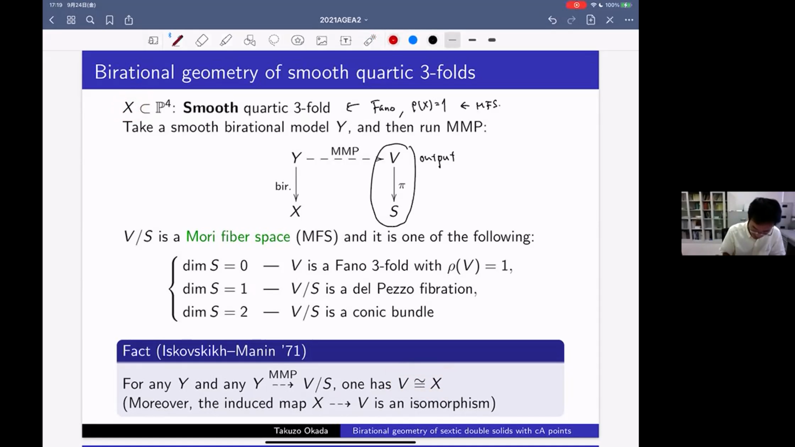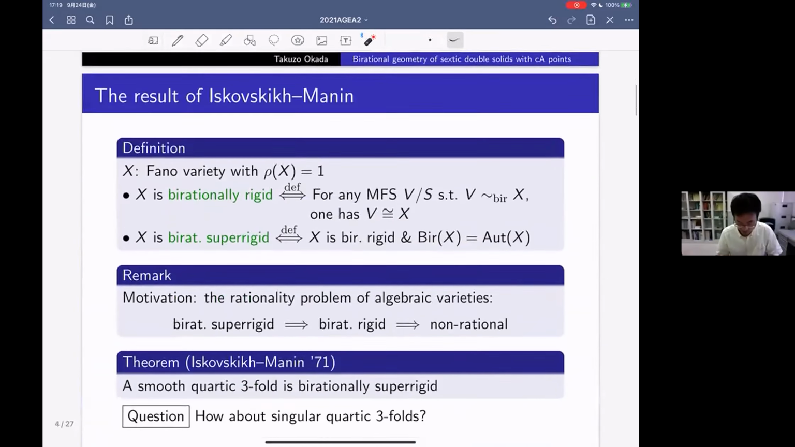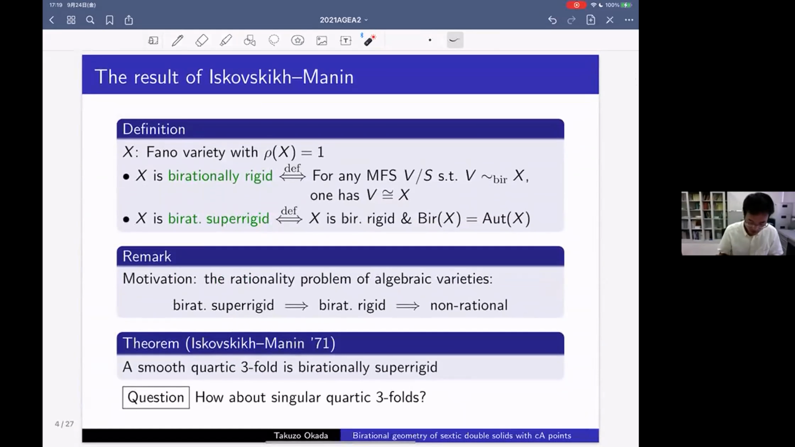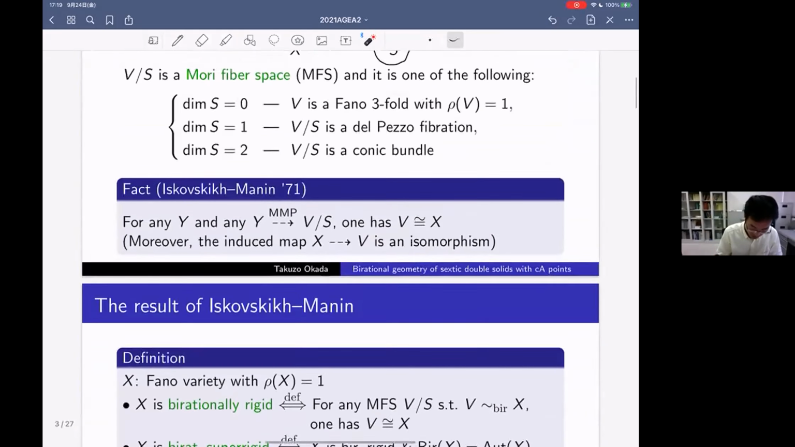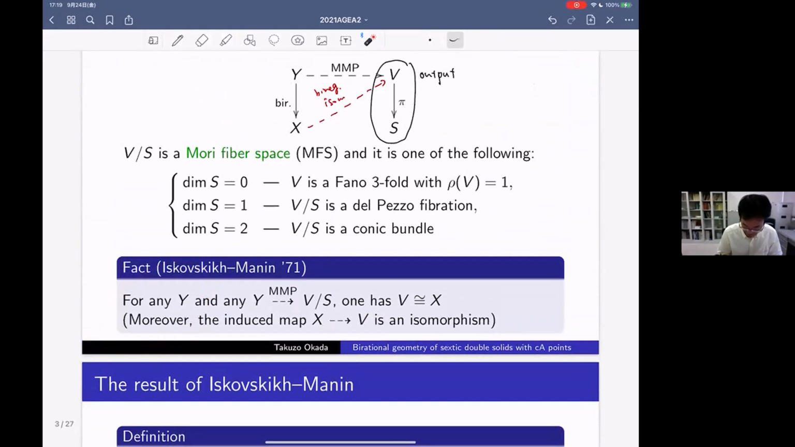So we have the unique output, and furthermore, the induced map here is an isomorphism, I mean a biregular isomorphism. This is a result of Iskovskikh-Manin. Now I talk about the definitions of this property.